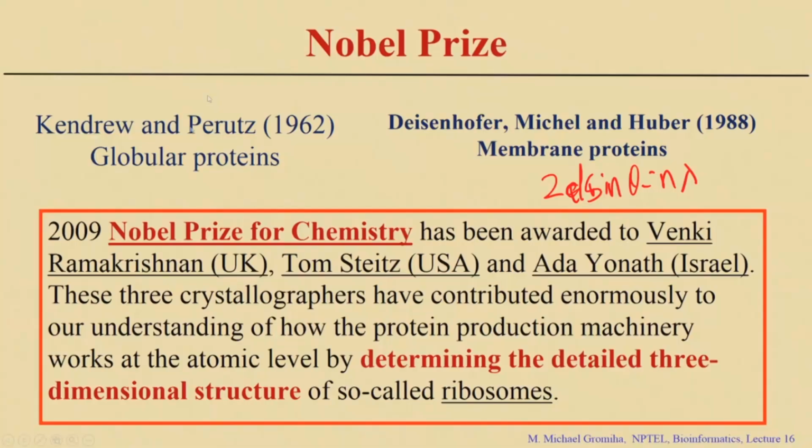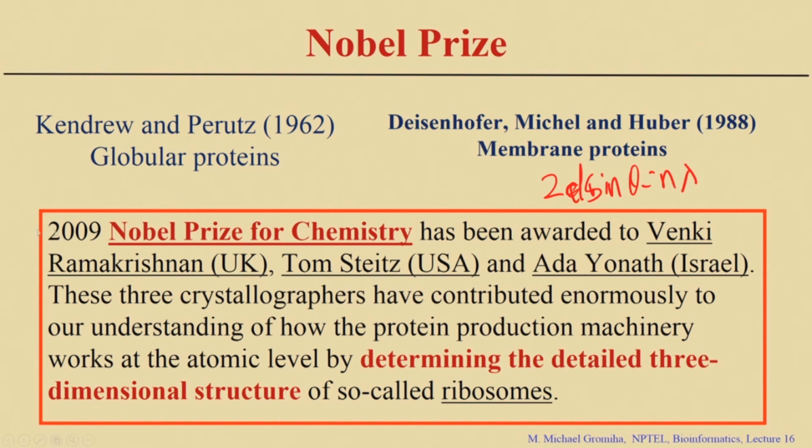Then there was a Nobel Prize for protein-DNA interactions. For membrane proteins, in 1988, Deisenhofer, Michel and Huber solved the structure of the first membrane protein, the photosynthetic reaction center, and they got the Nobel Prize in 1988.